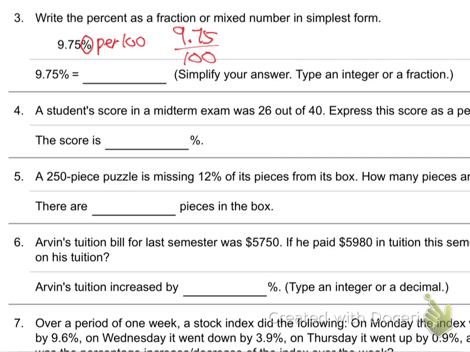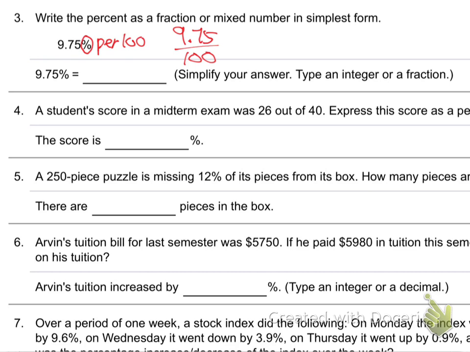9.75% means per 100, over 100. Okay, now that's a fraction, but it's kind of a weird fraction because it has a decimal mixed into the fraction. We can't leave a decimal mixed into a fraction, can we? So how do we get rid of that? How do we get that to not be a decimal anymore?